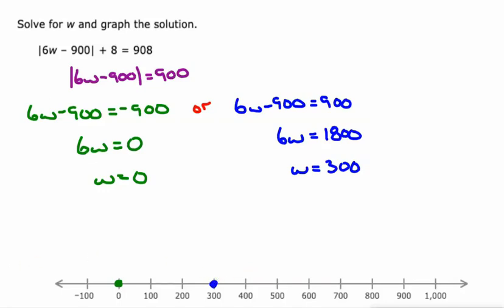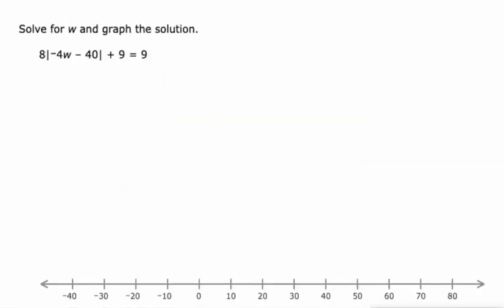All right, last one. I told you there was a little trick at the end here. It's not a huge trick, but watch what happens when we first isolate this absolute value quantity. So we've got to do it in 2 steps this time, kind of. Subtract 9 from both sides. We get 8 times the absolute value of negative 4w minus 40 equals 0. And then divide both sides by 8. And we get still 0 on the right. 0 divided by 8 is 0.